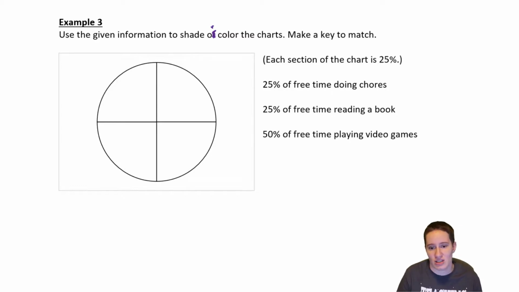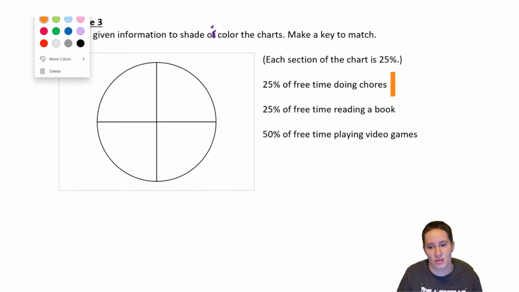So if we wanted to shade this, we'd say, okay, what do we got? We're talking about free time. 25% of free time is doing chores. So I'm going to pick orange for chores. Ooh, that's going to be a little too large. I'm going to pick orange for chores, and I'm going to pick a fourth of this to shade.